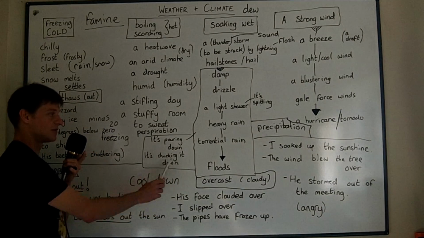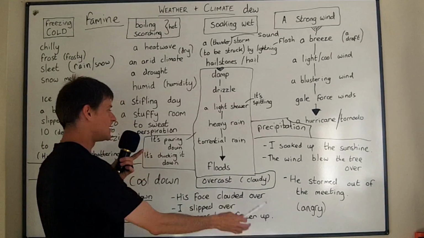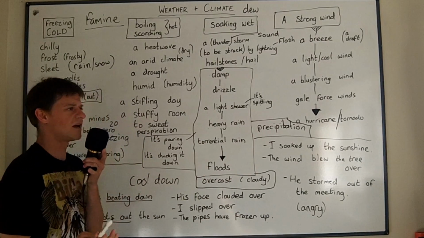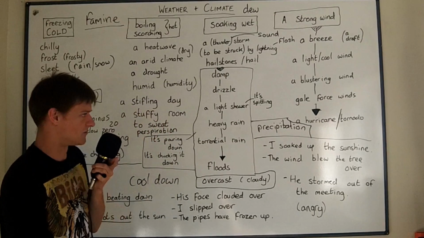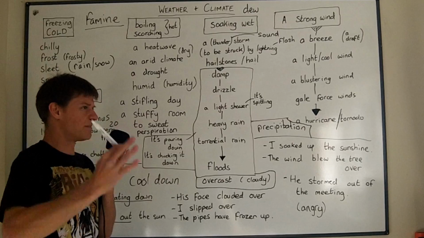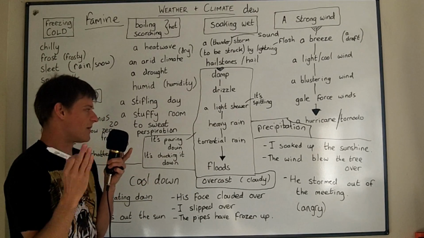Then we would say heavy rain, and we'd maybe say it's pouring down or it's chucking it down. So two more phrasal verbs there. It's chucking it down, it's pouring down. It means there's lots and lots of rain. Torrential rain to me sounds like the kind of rain you get in the rainy season in another country. So really bad rain, lots and lots of water in a small amount of time.